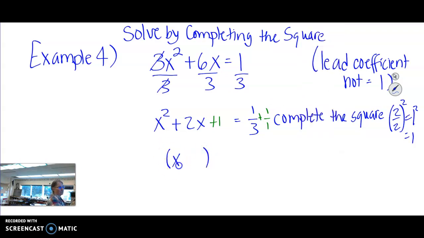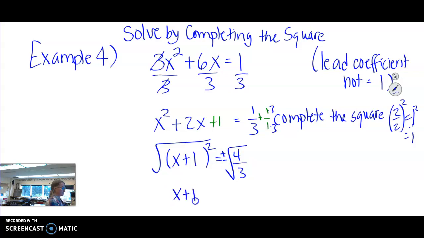This factors into x plus half of that b value squared. So x plus half of 2, which is, notice it's always the number that got squared over here. And multiply by 3, so we have a common denominator. I get 1 plus 3, which is 4/3. And then take the square root of both sides, plus or minus on that side.